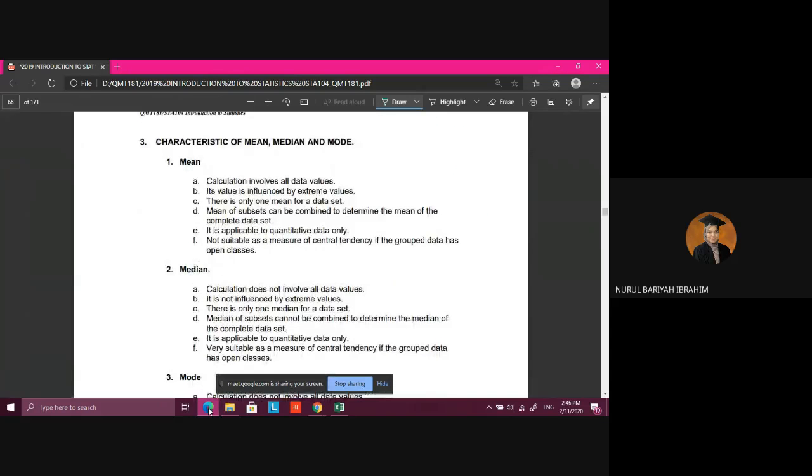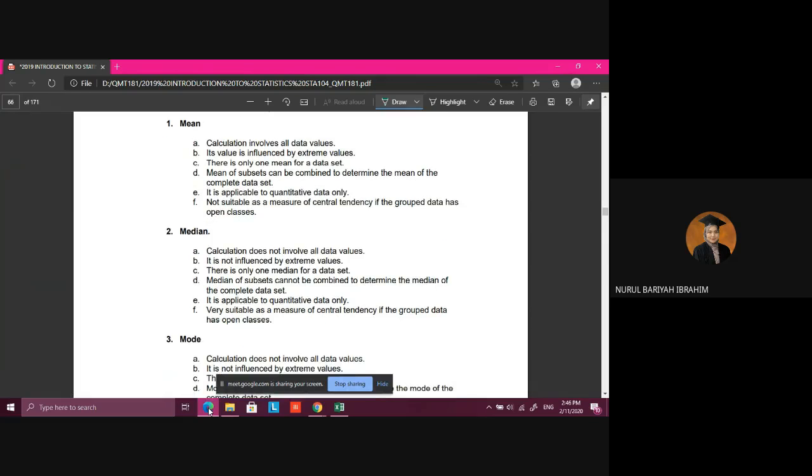Okay, I move a little bit about the characteristic of the mean, median and mode. So actually, you boleh baca dia punya characteristic each of this. As I said before this, actually we can use any of these values, sama ada mean, median and mode, to represent our data. Okay, but usually kita biasanya gunakan mean. So dia punya adalah advantage and disadvantage of the characteristic of this each value of mean, median and mode.